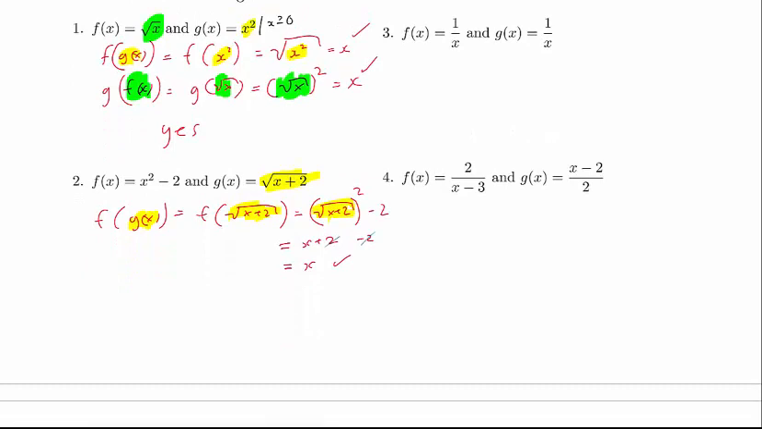Now let's check the other direction. g of f of x. And so we get g of this guy there.